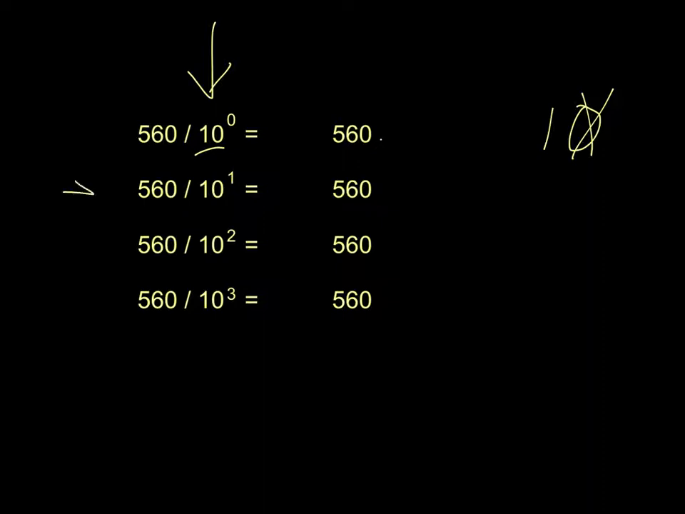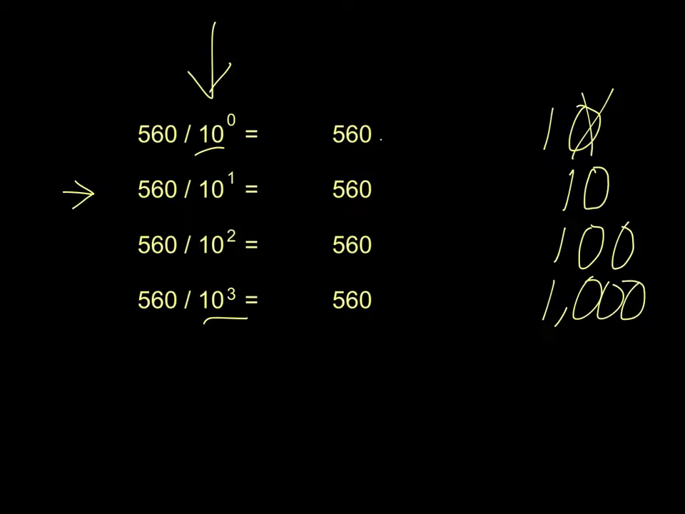When we divide 560 by 10 to the first power, that's like saying, okay, we're going to have a 1 with 1 0. For 10 to the second, it's 1 with 2 zeros. 10 to the third, it's 1 with 3 zeros. And we'll continue to move the decimal over 1 place here, 2 places here, 3 places here. And that would be over 1 more place.